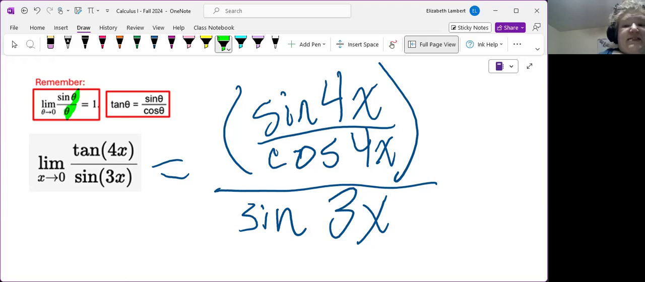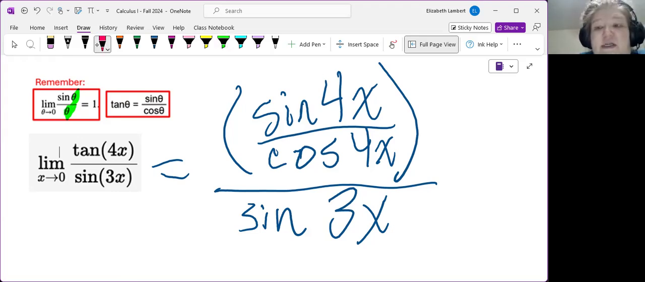So when I have the sine of 4x, what I'm wanting to see is the sine of 4x over 4x. The bottom, where I have sine of 3x, I want to see sine of 3x over 3x. So both of those are needing x's, and then we're also going to have to make sure they have the correct numbers. So first, let's get the x's in there.